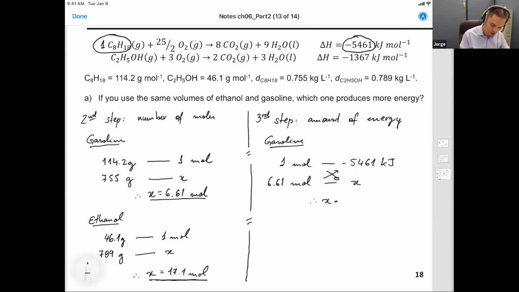Cross multiplication here. The amount of energy produced by 1 liter of gasoline is going to be, according to my numbers here, 3.61 times 10 to the 4 kilojoules.